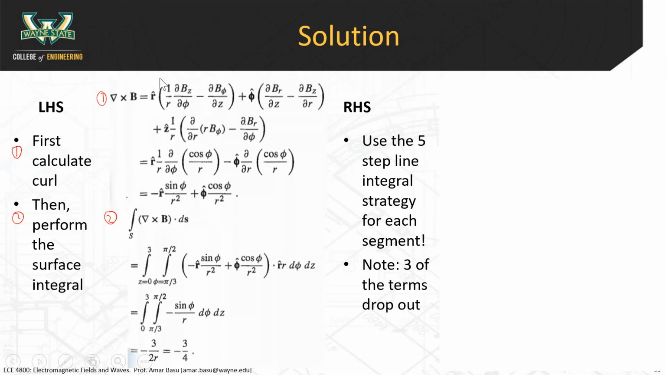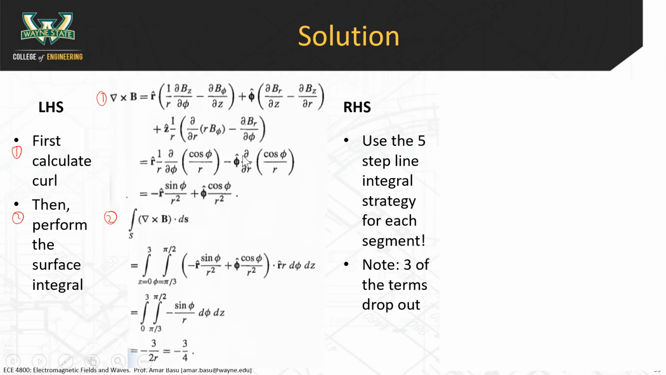So we look up the formula for del cross B, the curl of B in the cylindrical coordinate system, and we have an r hat component, a phi hat component, and a z hat component. After we do some of the calculations, we find that there's an r hat and phi hat component left. There's no z hat component. Okay? The r hat component is 1 over r dBz/dphi, minus dBphi/dz.